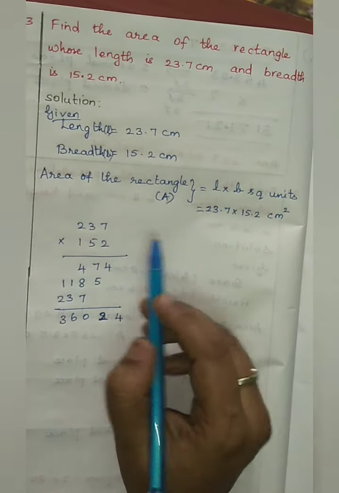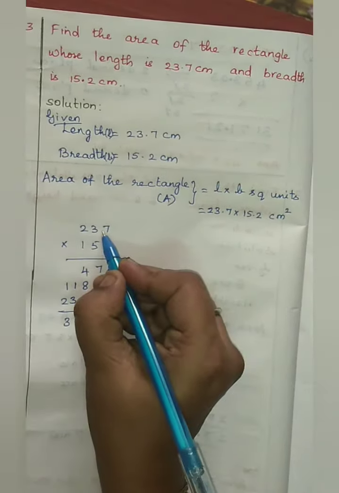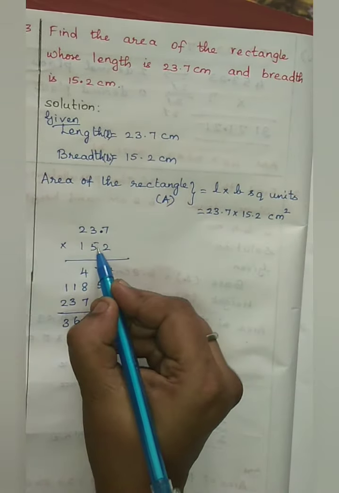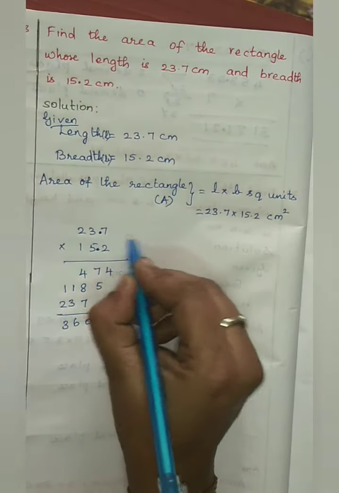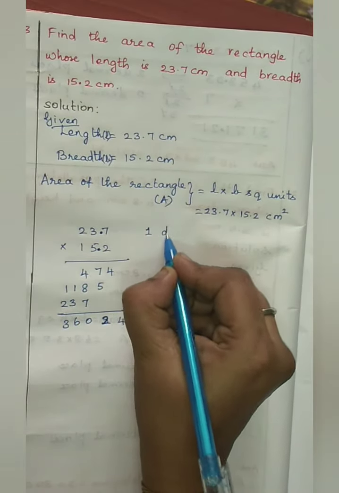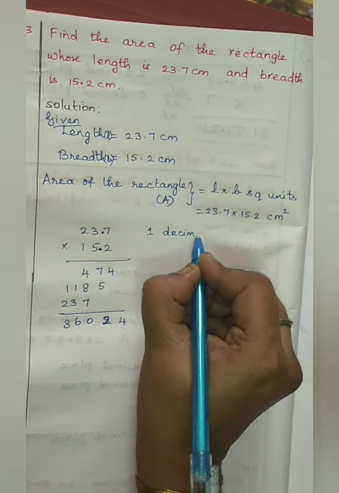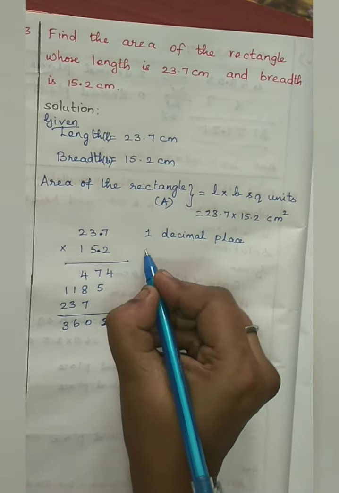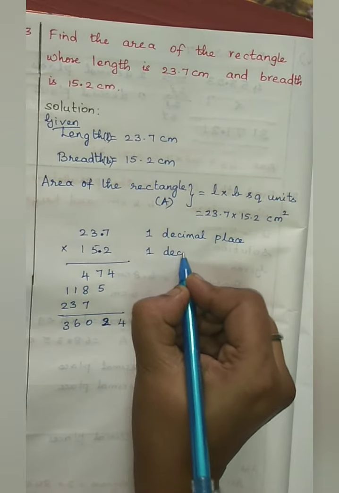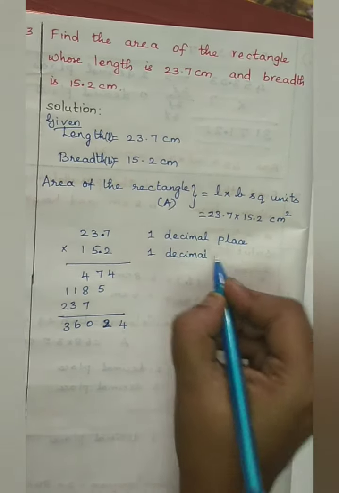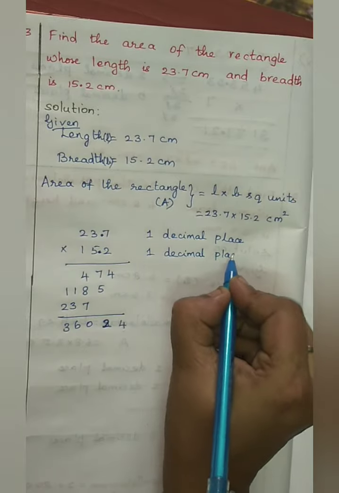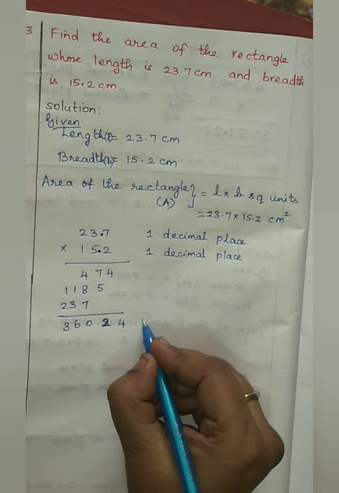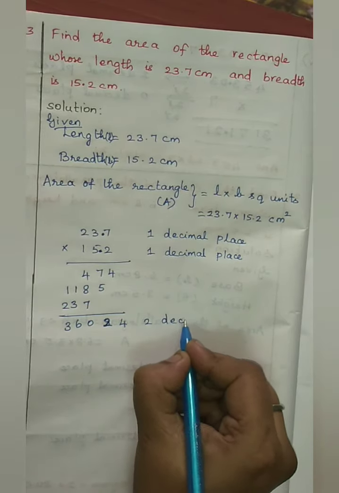So now keep the decimal point. Between 3 and 7 we had decimal point, and here in between 5 and 2 you have decimal point. So how many decimal places? You have the first number 1 decimal place. In the second decimal number, how many decimal places? 1 decimal place. So in the product, how many decimal places must we have? 1 plus 1, 2 decimal places we must have in the product.